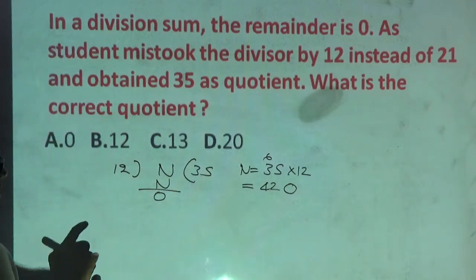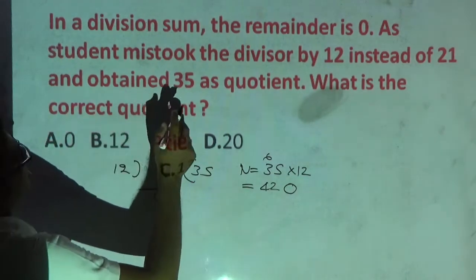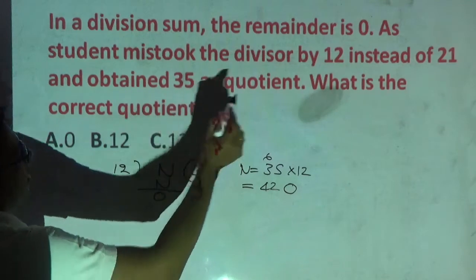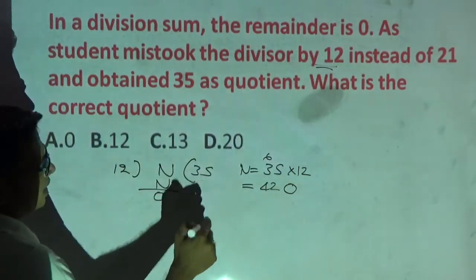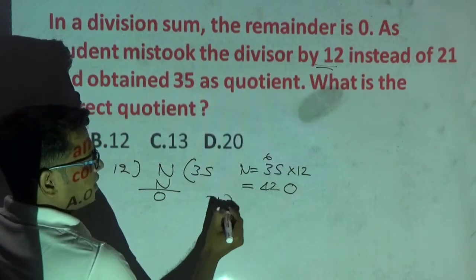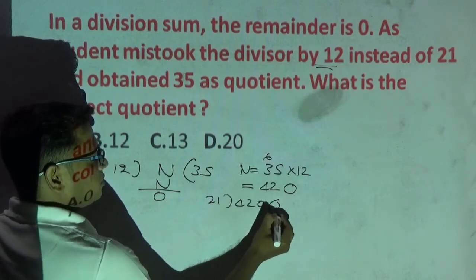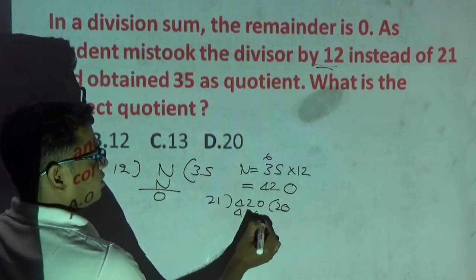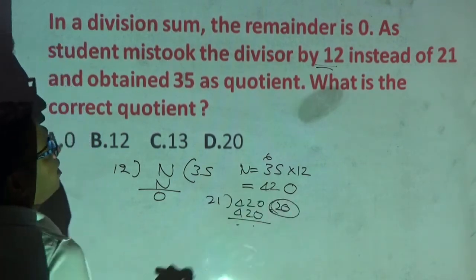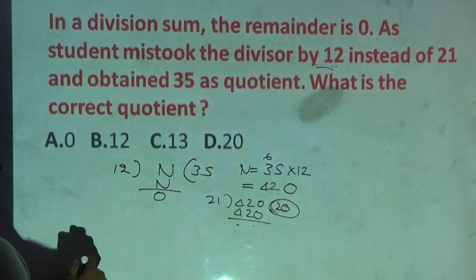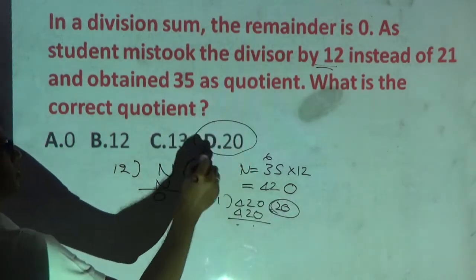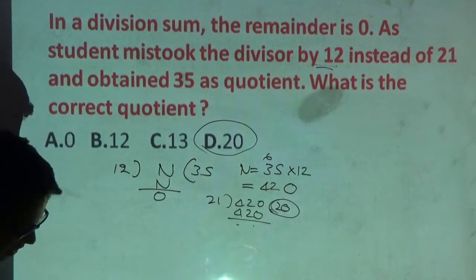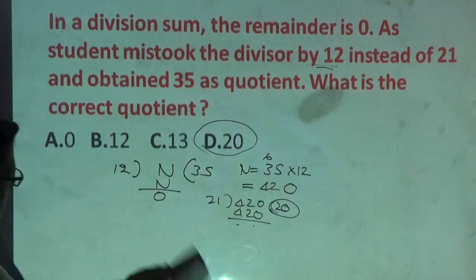But instead of 21, I have taken 12. From which number do I need to divide this number? By 21. So if I divide, 21 times 20 is 420, this is 0. So the answer for this question is 20. What should be the quotient? The correct quotient is 20. Hope you understood. Very simple problem. The only thing you should know is the concept. That's it.